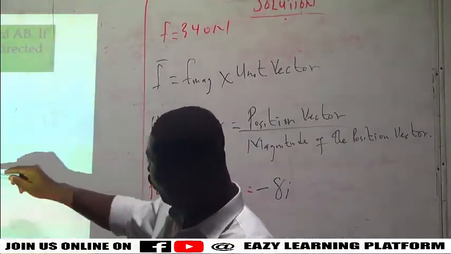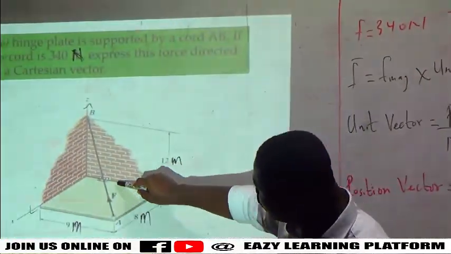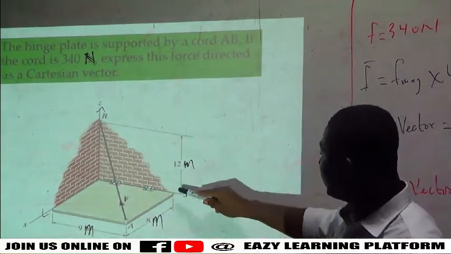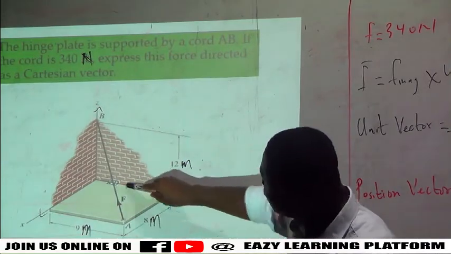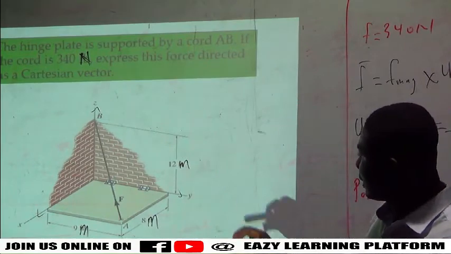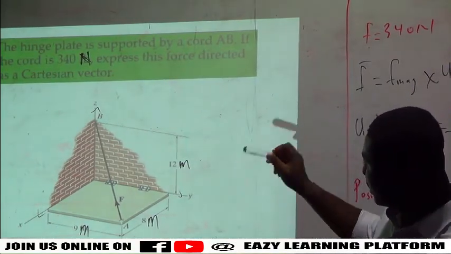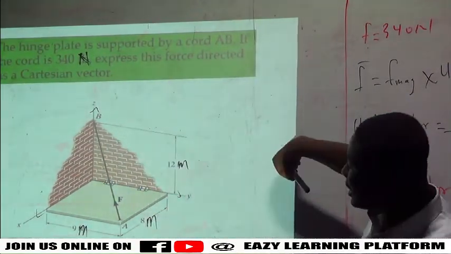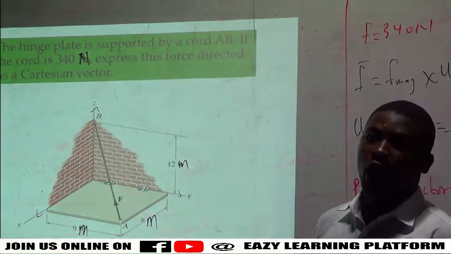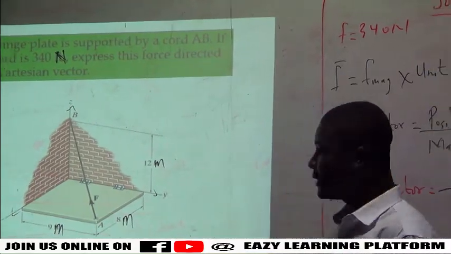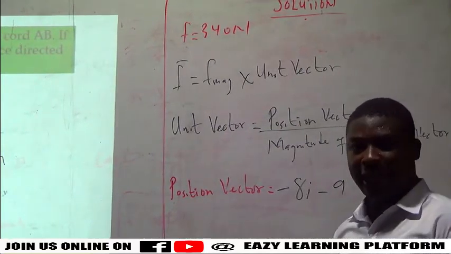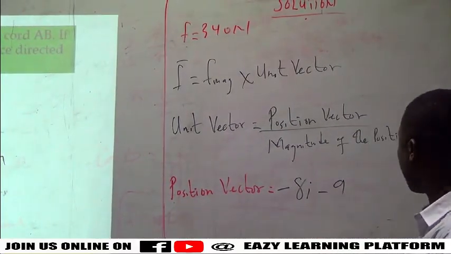Then I move from this point to this point along the Cartesian in the y. And what is the magnitude here? Is what? 9 meters. Is it negative or positive? The direction of y is this way, but I'm moving in the opposite direction, so I have what? Negative 9j. j is the unit vector in the y direction.